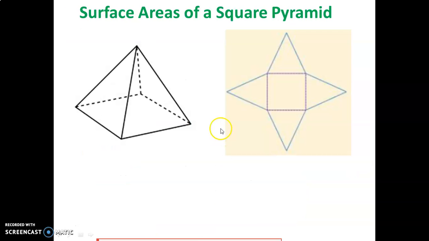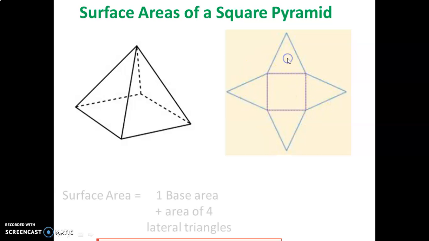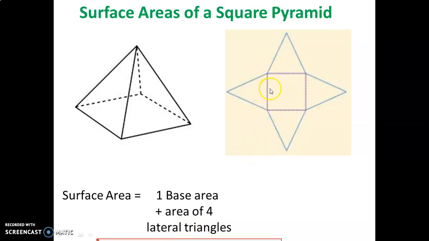Now let's talk about the surface area of a square pyramid. A square pyramid has a net that looks like this. So obviously the surface of this one will be one square and four congruent triangles. So one base area plus the area of four lateral triangles. In this case, if we call this x, then this is x because it's a square, and we call one of these triangles congruent to the others, we can say that one has a height of L, because L represents what's called the slant height here, okay?